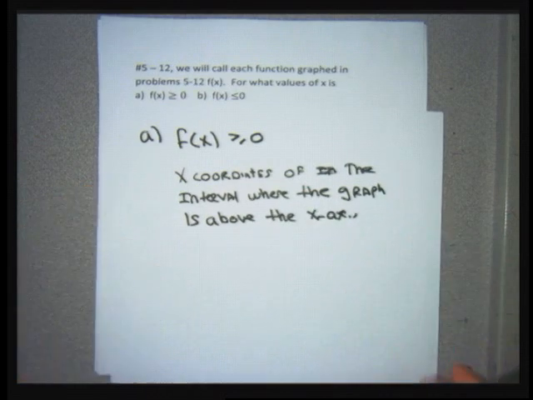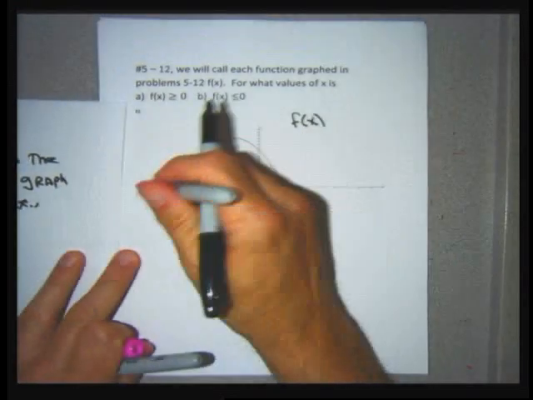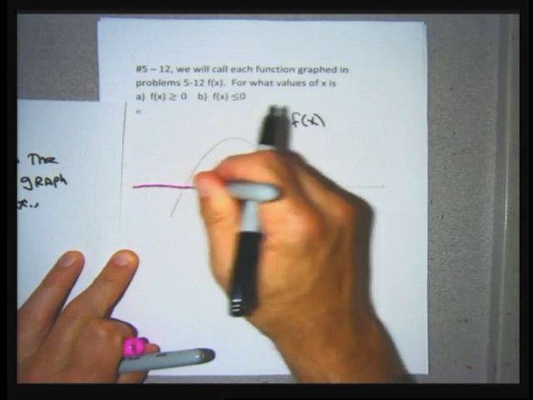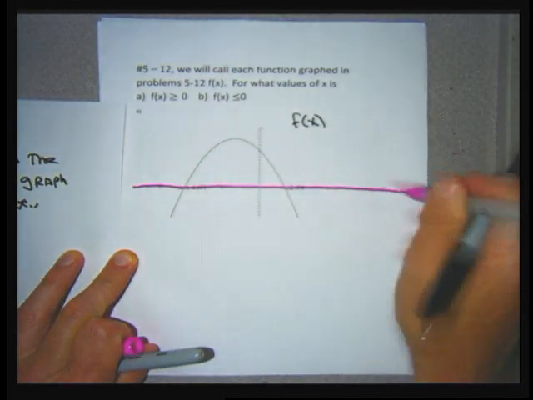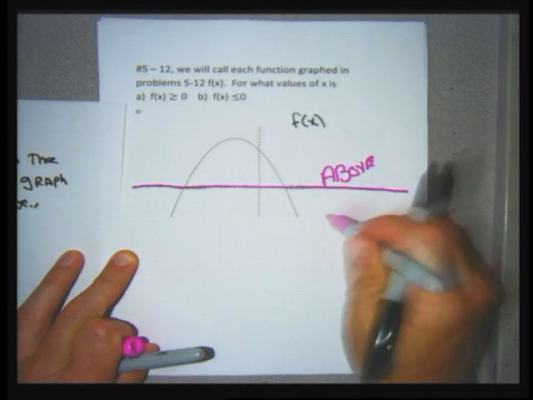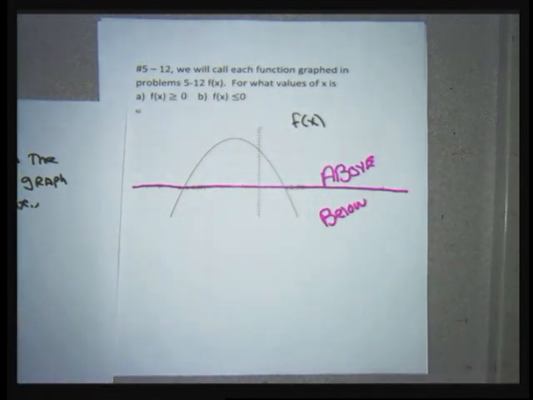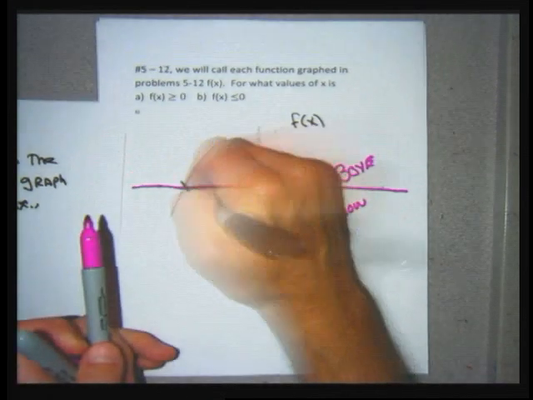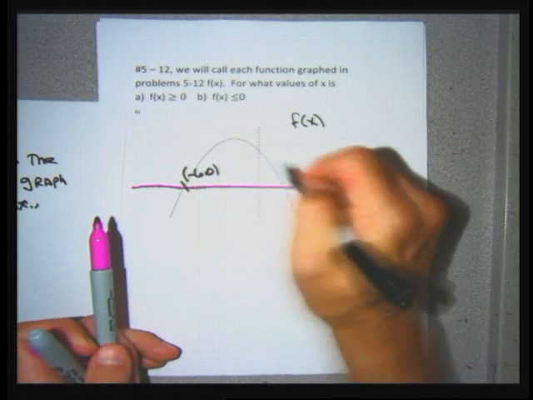So I'm going to draw a big line through the x-axis so you can see it. This is the x-axis right here. This is considered above the x-axis. This is considered below the x-axis. These points that I labeled are important points. Notice I didn't even label the vertex here because it wasn't an important point.